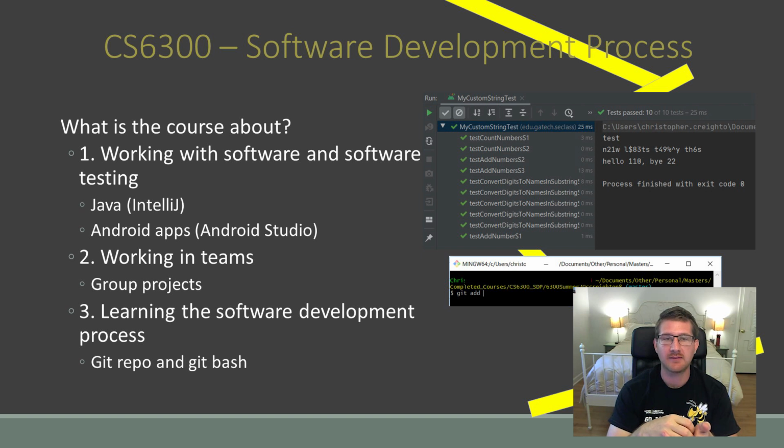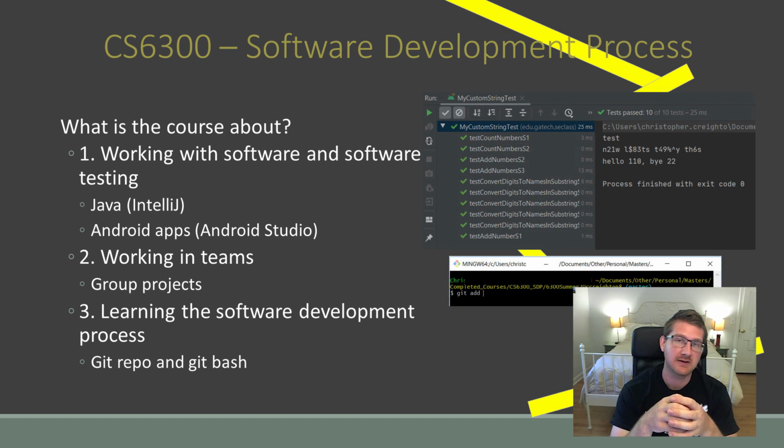CS6300 Software Development Process. So what is this class about? So really this covers 3 main subjects. First of all, working with software and working with testing software. And this is really shown in the work that we do in Java through IntelliJ and Android apps through the Android Studio.